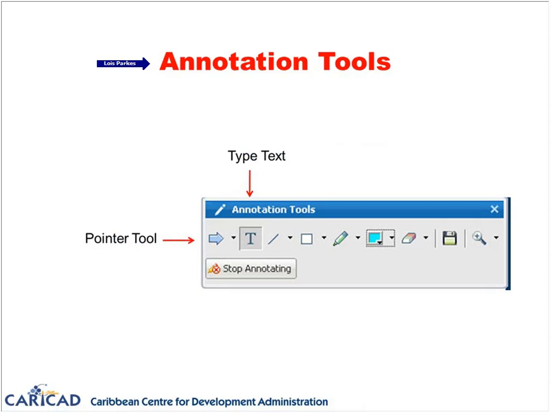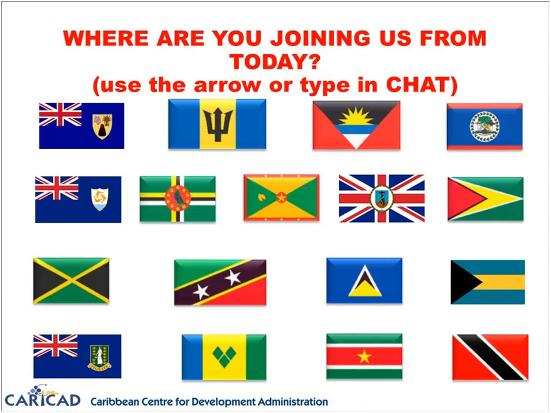All right? So we're going to give you an opportunity to find your pointer tool. We want you to point on the arrow which country you are joining from among our CARICAD member states.